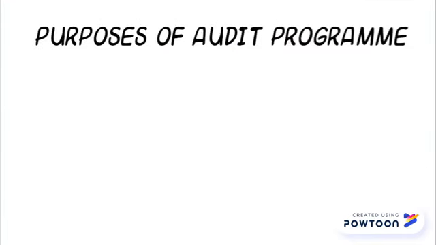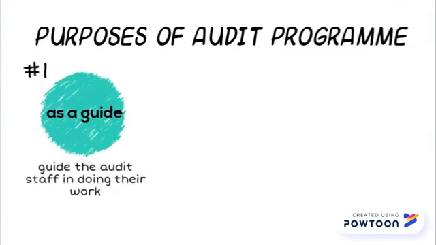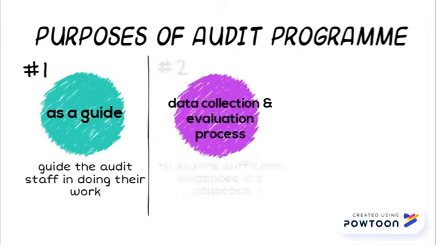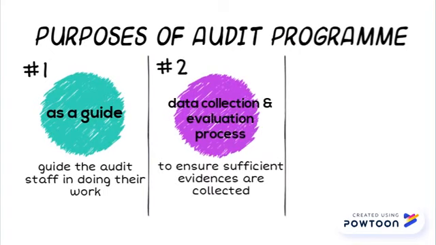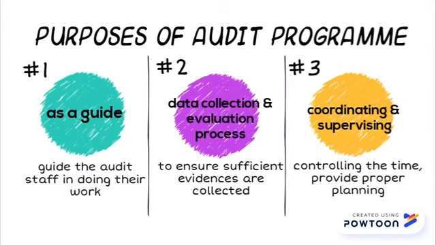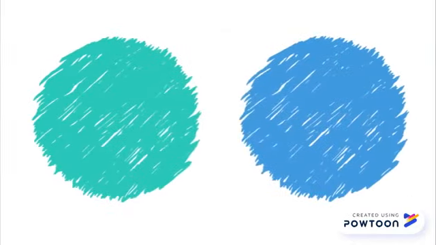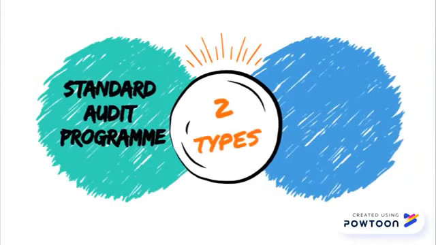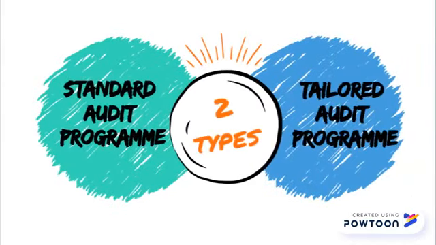The purposes of audit program are: firstly, it acts as a guide for the audit staff in doing their audit work. Secondly, it helps to manage the data collection and evaluation process. And third, it provides the basis of coordinating and supervising audit work. Types of audit program consist of standard audit program and tailored audit program.